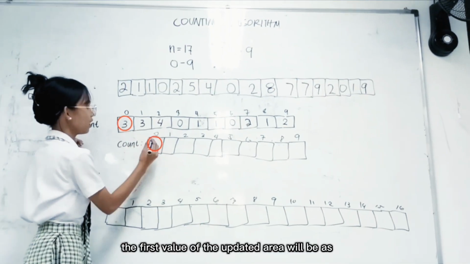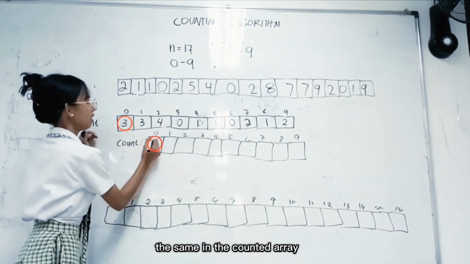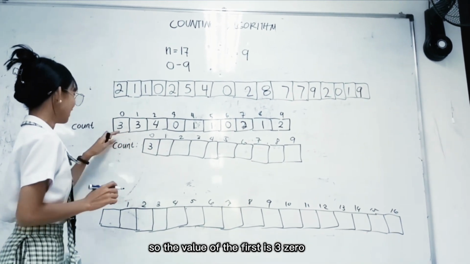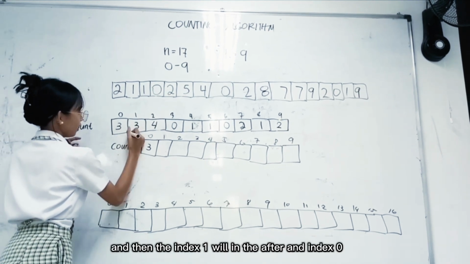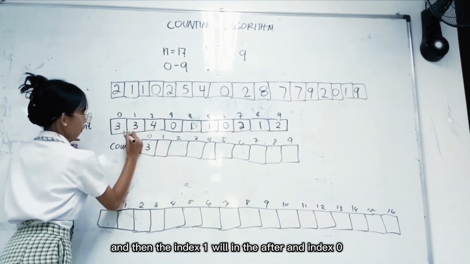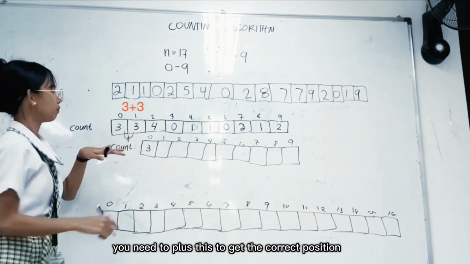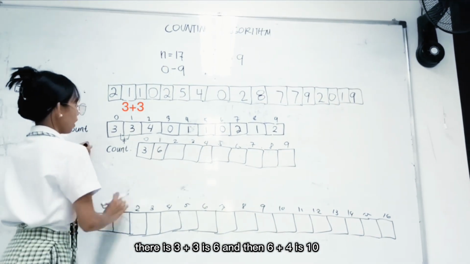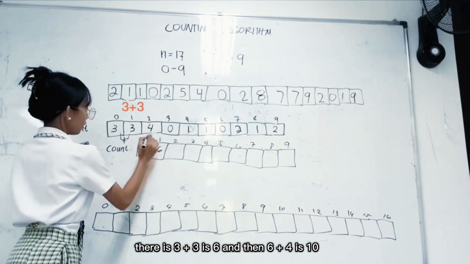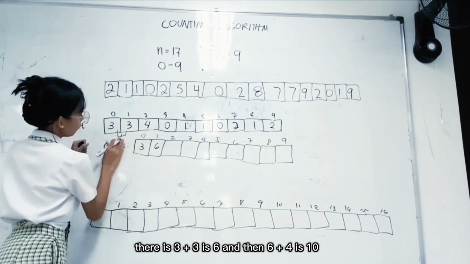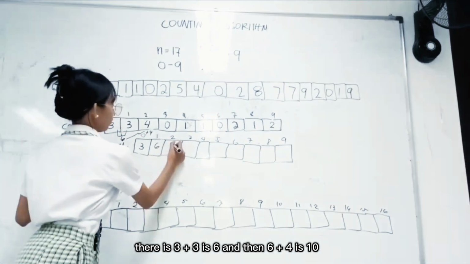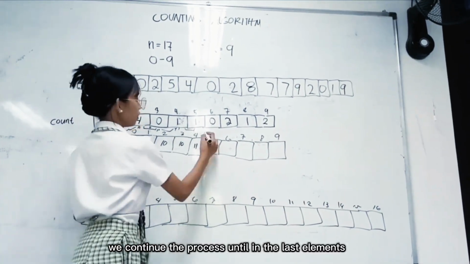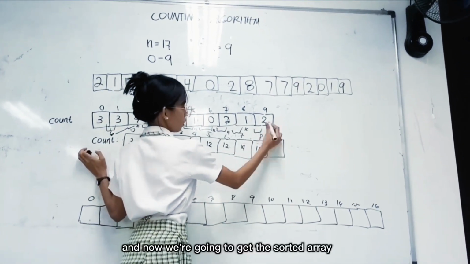The first value of the updated array will be the same as in the counted array. So the value at index 0 is 3, and then the value at index 1 will be added to the value at index 0. So we need to add these to get the correct position in the array. So 3 plus 3 is 6, and then 6 plus 4 is 10. We continue the process until the last element.